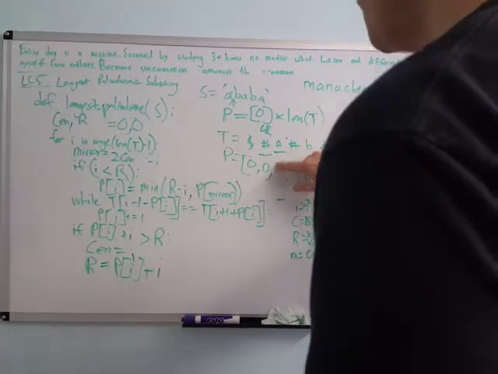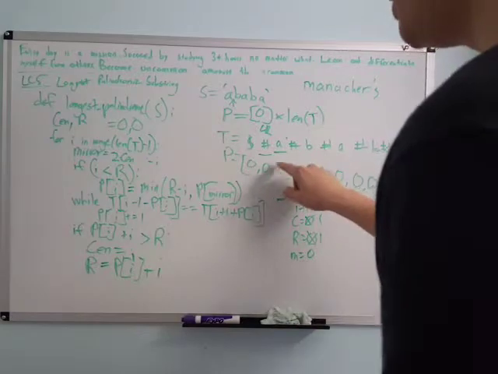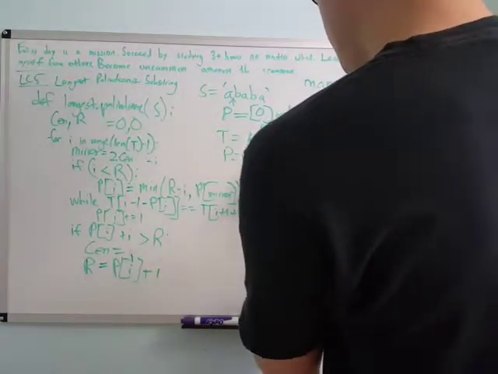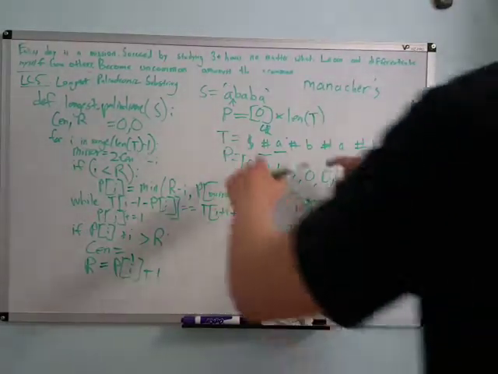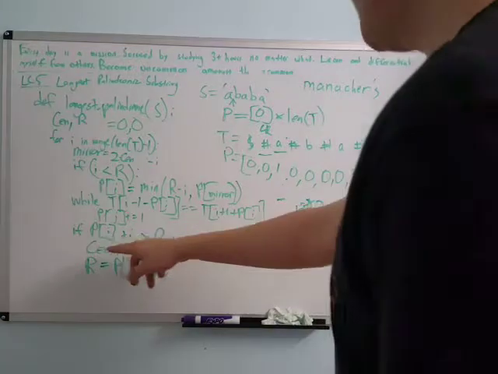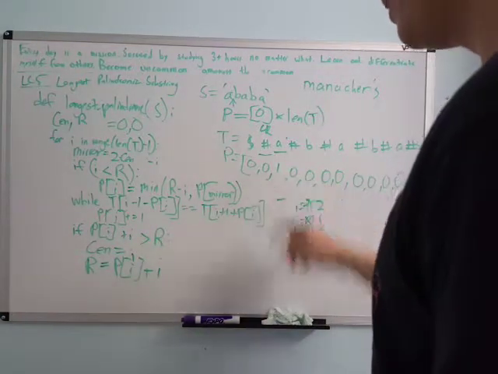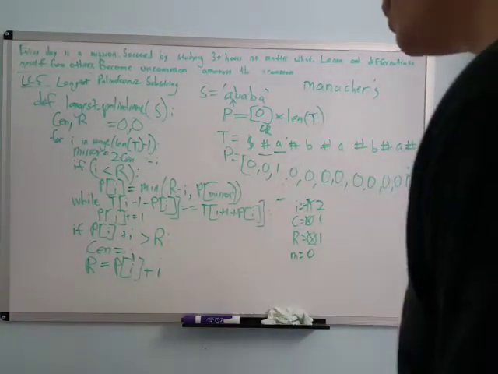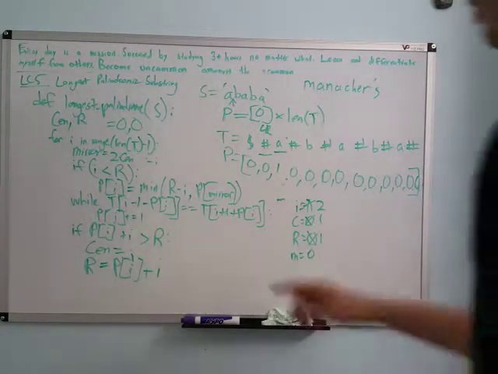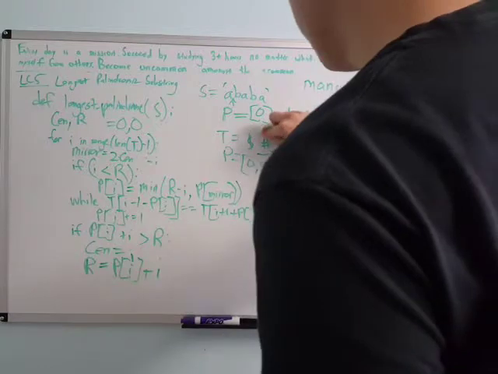So what we do is we increment P of I here. P of 2 is 1. And then we try again. Dollar sign is not equal to B. So we break out. And then we check whether P of I plus index, 2 plus 1 is 3, is greater than R. Yes, it is. So we update our center and update our right border.